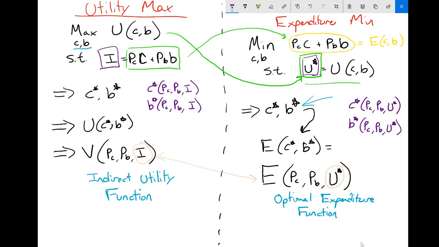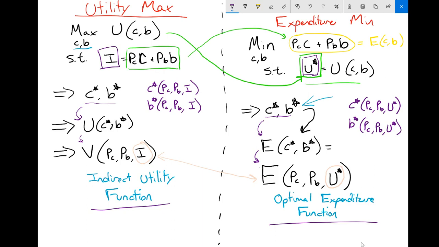Okay, and then we do the same process where we solve for the optimal levels, we plug them back in, and then we have two, we say, kind of inverse or dual expressions. One is the indirect utility function, one is the optimal expenditure function. All right, so that's a little bit of an outline. We're about to do that.